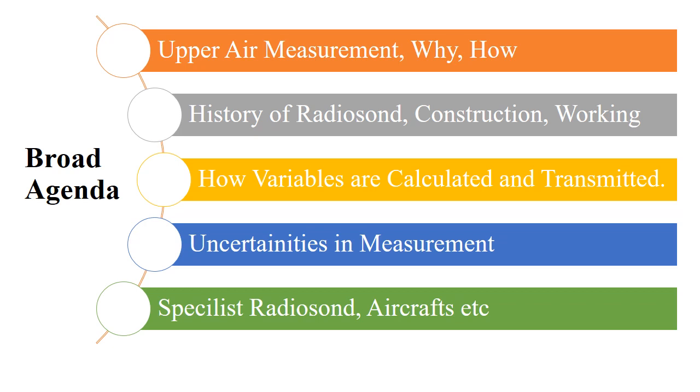will be these five major points, in which the first will be why and how we do upper air measurements. Second, I will talk about the history of radiosondes, their construction and working, and then we will talk about how the variables are calculated in a radiosonde and how they are actually transmitted to the ground. The fourth topic that we'll be discussing would be the uncertainty in these measurements. And the last topic that I will discuss are some specialist radiosondes or the aircraft that are being used right now and some extra knowledge.